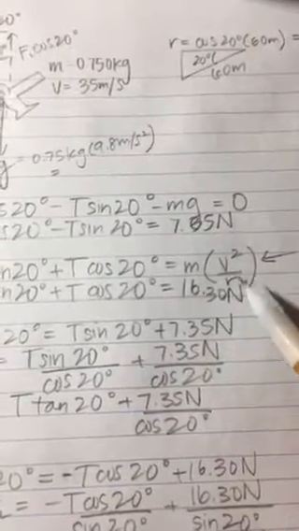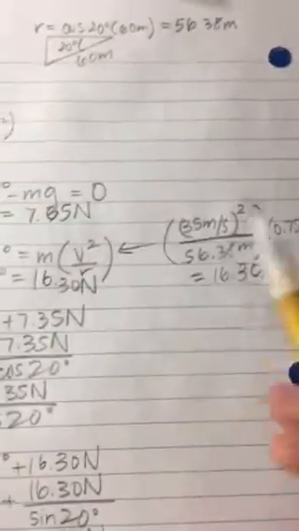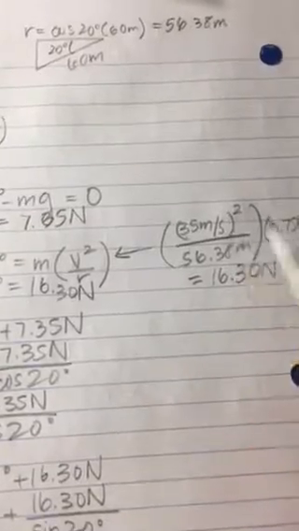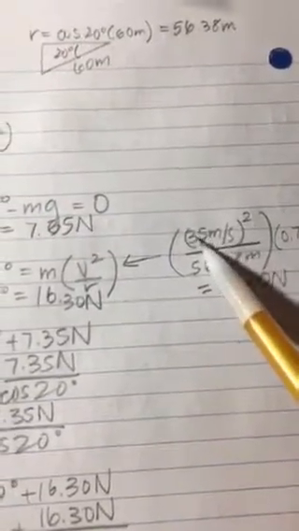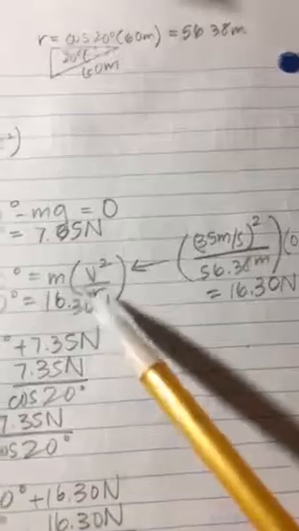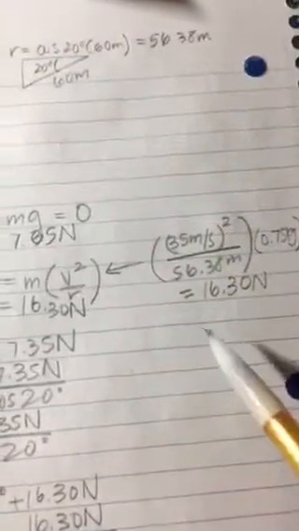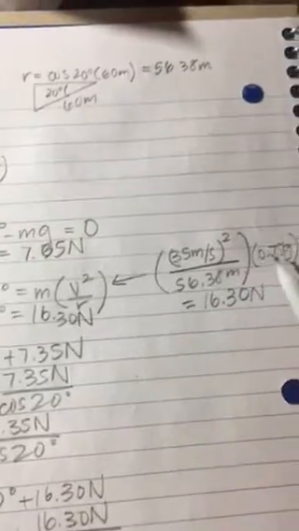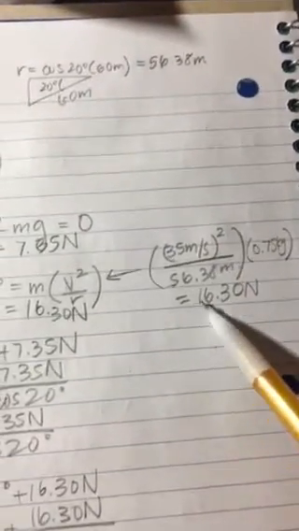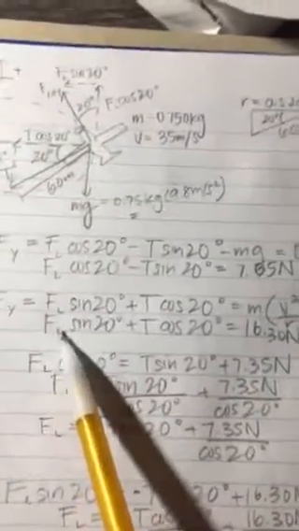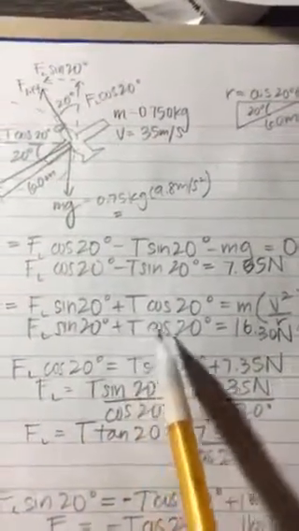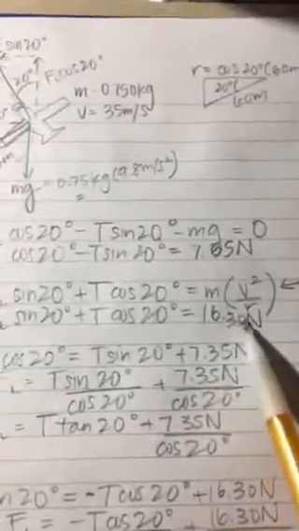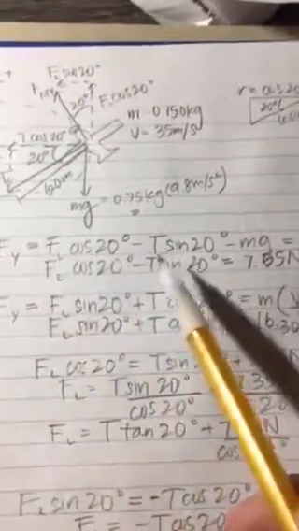by the formula. And I just did a little of the math here. I didn't want to write another line. So v squared is already given, 35 meters per second squared. And we solved out the r here, which is 56.38 meters, times the mass, which is given. So 0.75 kilograms equals 16.30 newtons. So we know that the force of the lift sine 20 plus the tension cosine 20 equals 16.30 newtons. But now we still have force and tension.